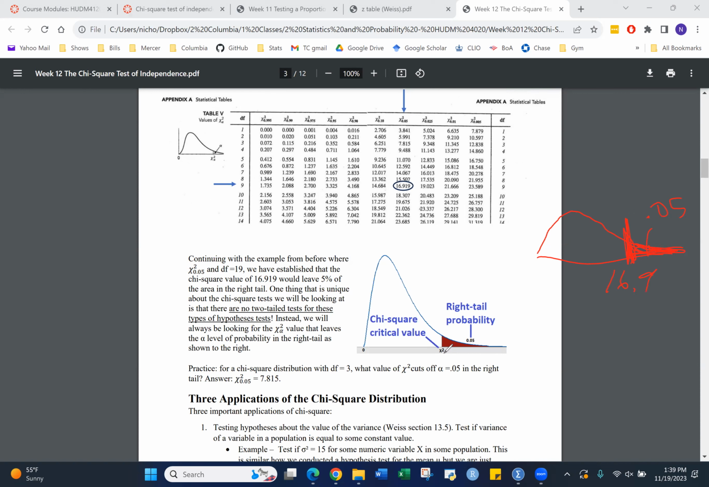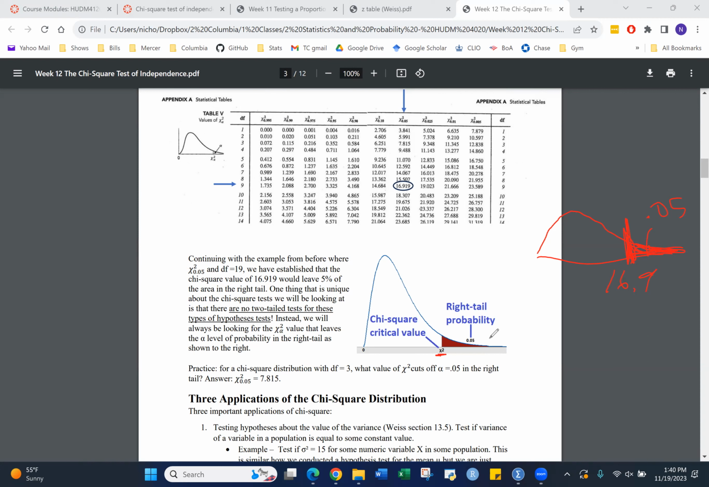And you can see I put a picture here. Now ours is 16.9, but as your DF changes and your alpha level changes, you're going to have different critical statistics that are going to create different rejection regions, right?